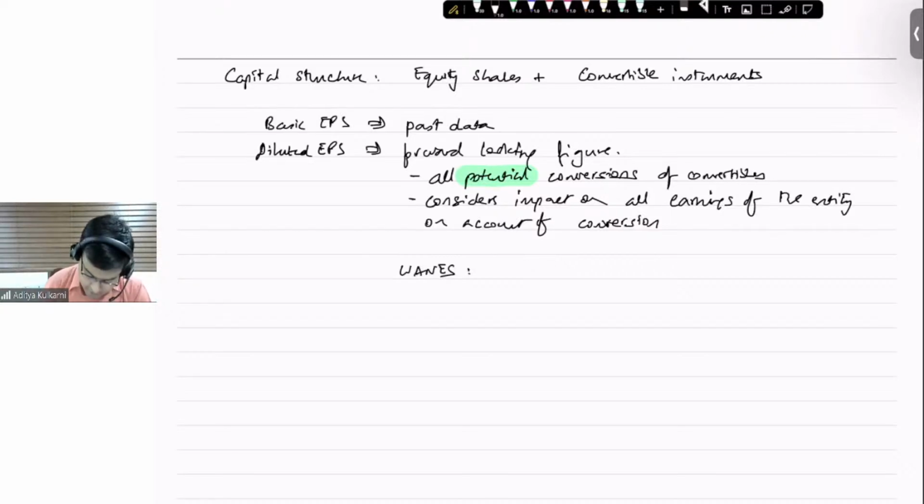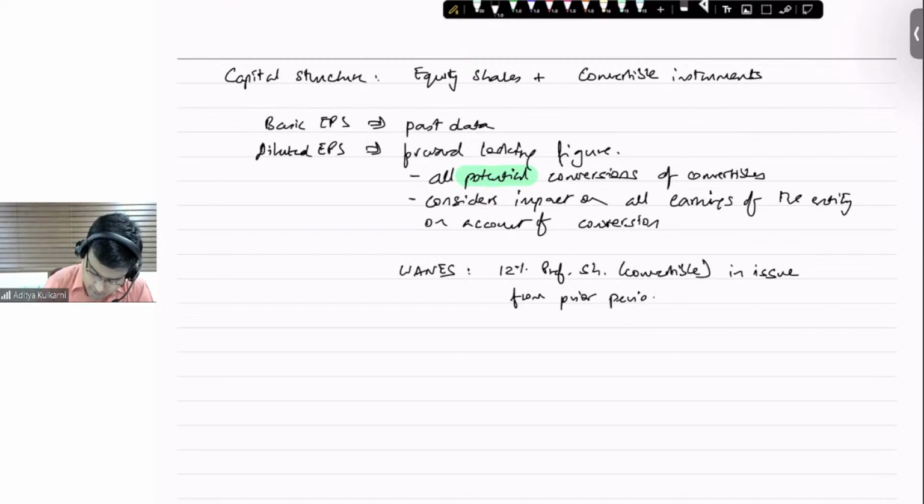Okay. So for example, I'm having 12% convertible preference shares in issue from prior periods. मतलब कई सालों से this 12% convertible preference shares are in issue, and therefore you can treat them as potential shares right from the prior period.